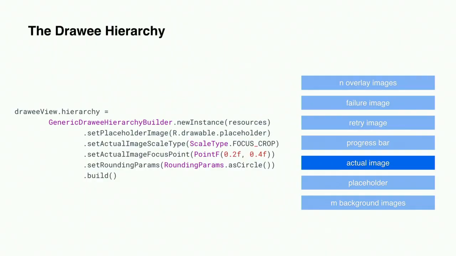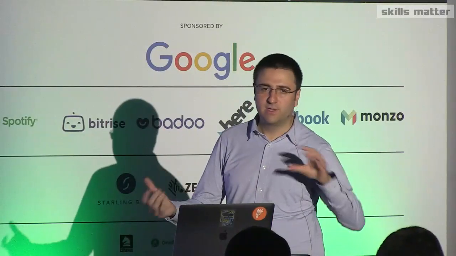So if you have a Drawee view, you can set the hierarchy for the Drawee view to, for example, have a placeholder image, to have a scale type here. We have a custom implementation for scale types because we also support more complex functions like this one here, where you can have a focus crop. So what this one would do, you can focus on a given point in the image. You specify here it should be 20%, 40% of the image, and then it will focus on that point. Or you can implement any custom scale type as well, so that you can do any matrix transformations, basically.